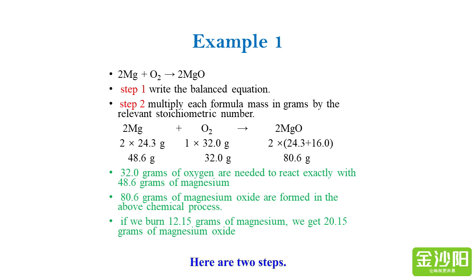Here are 2 steps. The first is to write down the balanced equation. The second is to multiply each formula mass in grams by the relevant stoichiometric number in the equation. So we do the calculations. From this calculation we can deduce that 32.0 grams of oxygen are needed to react exactly with 48.6 grams of magnesium, and 80.6 grams of magnesium oxide are formed. If we burn 12.15 grams of magnesium, which is 0.5 moles, we get 20.15 grams of magnesium oxide. This is because the stoichiometry of the reaction shows us that for every mole of magnesium burnt, we get the same number of moles of magnesium oxide.